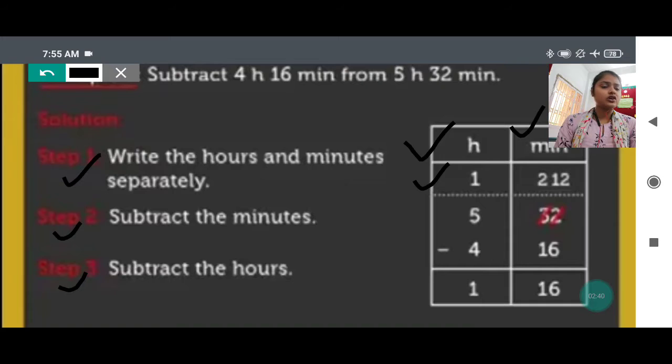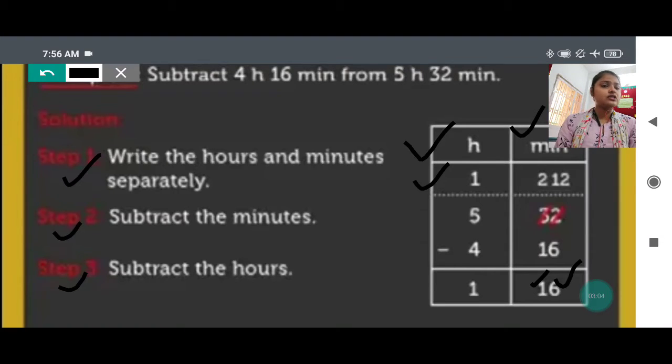2 minus 6 is not possible. We will take one carry from 3. It will become 12. 12 minus 6 will be 6, which I have written down, you can see. After that, I am seeing that it is 2, because 3 has already given 1. So now it is 2. 2 minus 1 I am doing, my dear. So I am getting 1. So I have got 16 minutes.